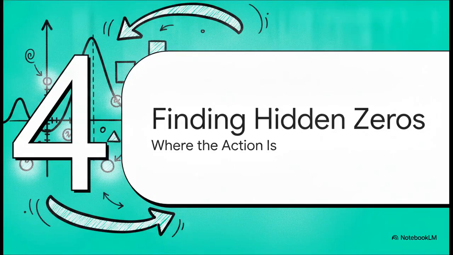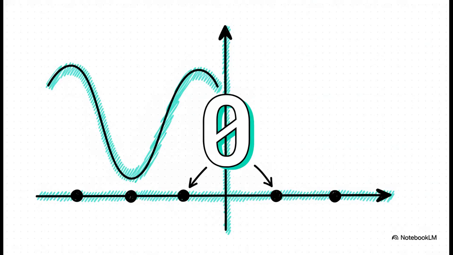All right, section 4, finding the hidden zeros. So we know where the graph starts and ends, but what is happening in the middle? That brings us to this dramatic, all-important number, 0. In the graphing world, 0 isn't just nothingness, it's the exact y value we have to hunt down to find where our graph intersects the x-axis. These intersections are like our anchors, the specific spots where the graph touches the ground line.